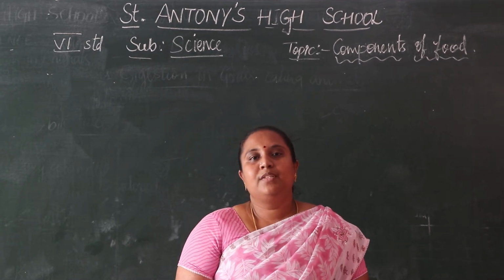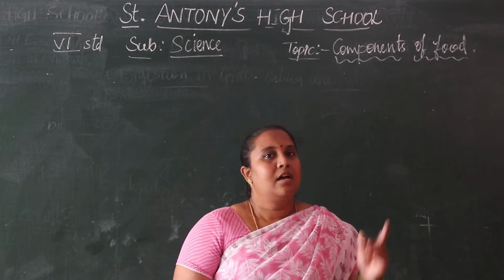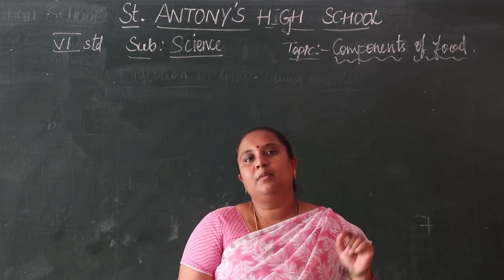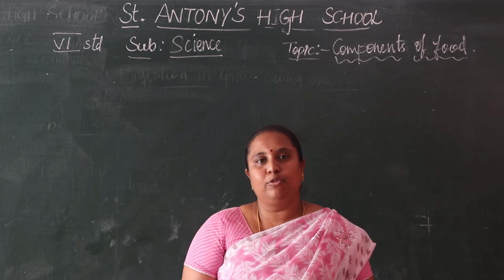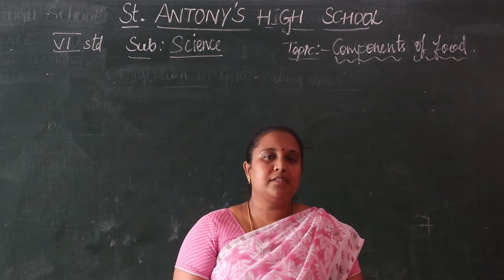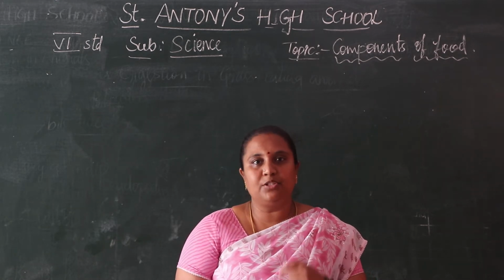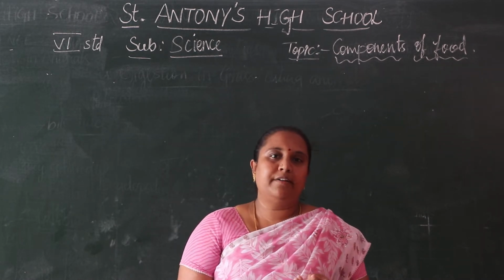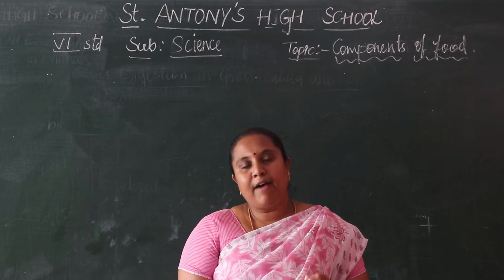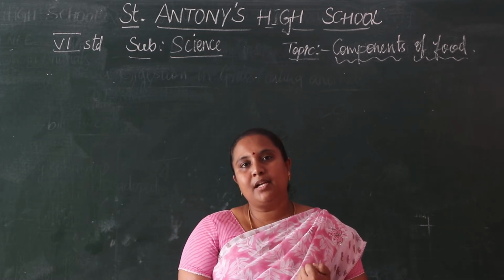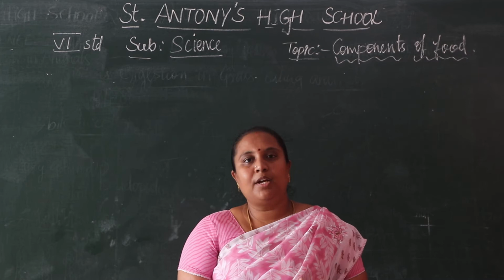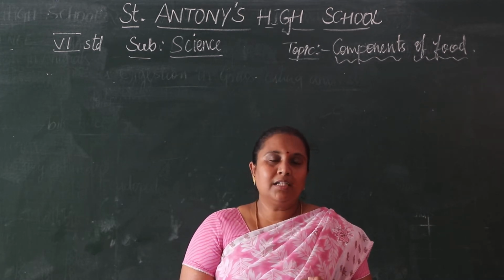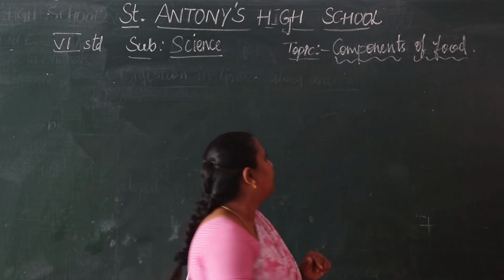Hello children, we saw in our last class the components of food. In that we saw the important components of food, that is, the nutrients present in the food we are eating. So what are the important nutrients? Carbohydrates, proteins, fats, vitamins, minerals, and roughage and water, that is dietary fibers. In that we already saw carbohydrates and proteins.